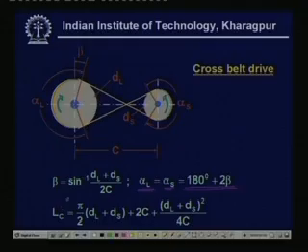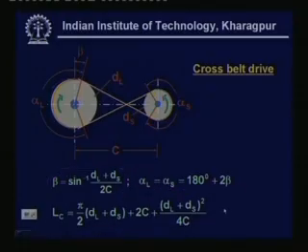And in a similar manner, the length of the belt for the cross belt drive comes out to be this one. This is the entire length of the belt for the cross belt drive, and that is given by this formula: pi by 2 times (dl plus ds) plus 2c plus (dl plus ds) whole square by 4c. And here you can see the beta angle, what was defined earlier, has got a little difference, which can also be seen from this geometry, which comes out to be sine inverse of (dl plus ds) by 2c.